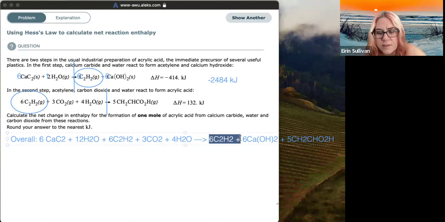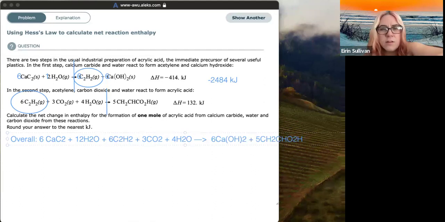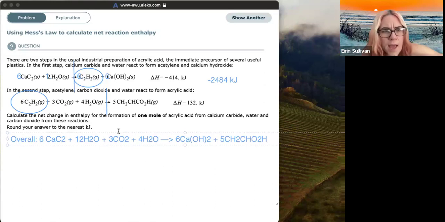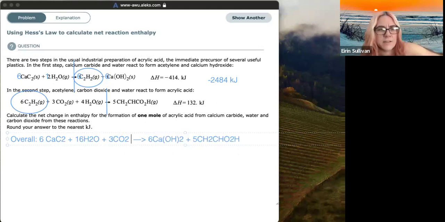6C2H2 is on both sides, so I'm going to cancel them, the same as if I had 6X on each side of the equation, right? And that 12H2O plus 4H2O, I can simplify to 16H2O. Now I can see what I'm doing. Okay, so that is my overall reaction.